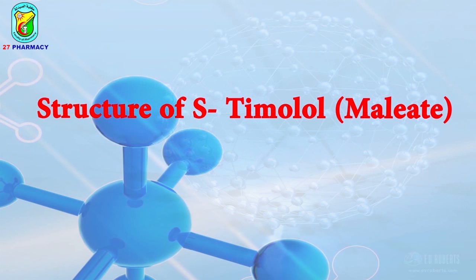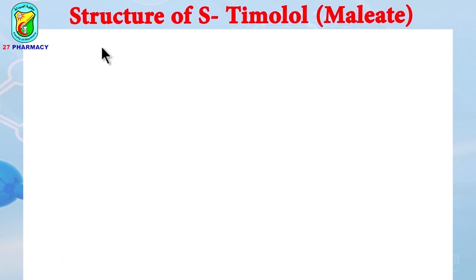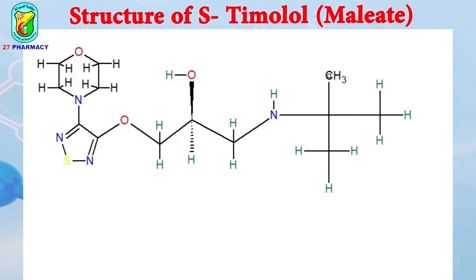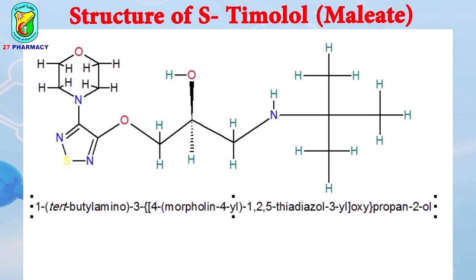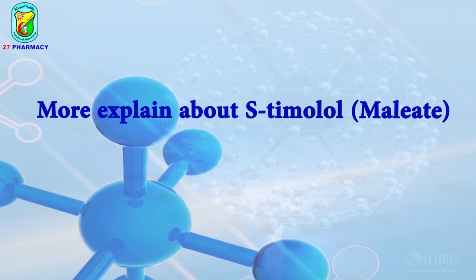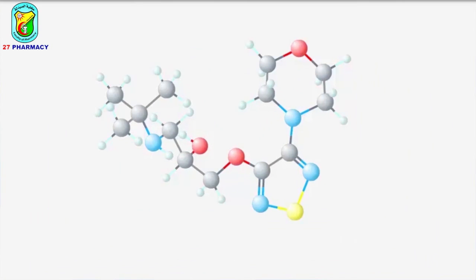Structure of S-timolol maleate. Now we will explain S-timolol maleate. Timolol has a molecular weight of 316 grams per mole. We will see the structure of S-timolol maleate in 3 dimensions with movement now.